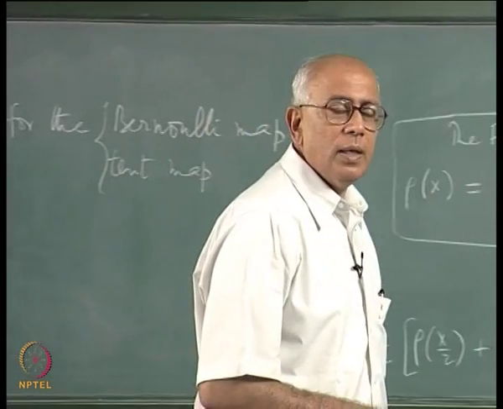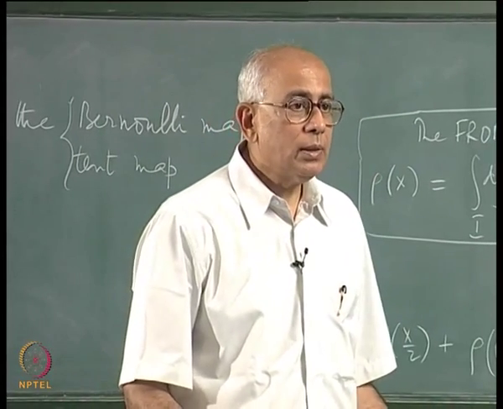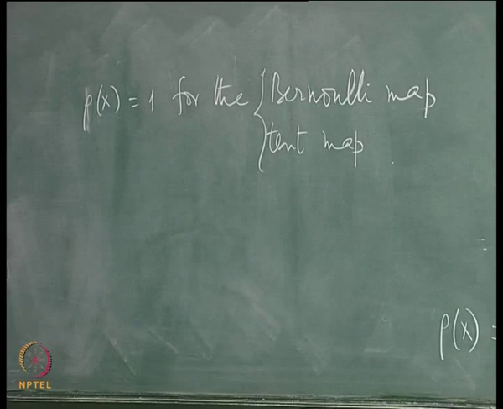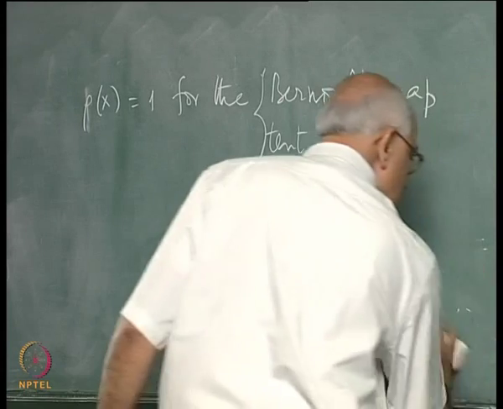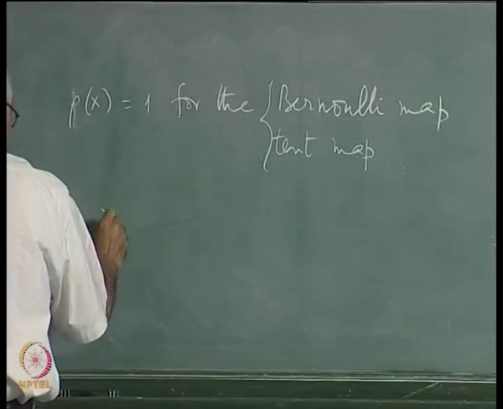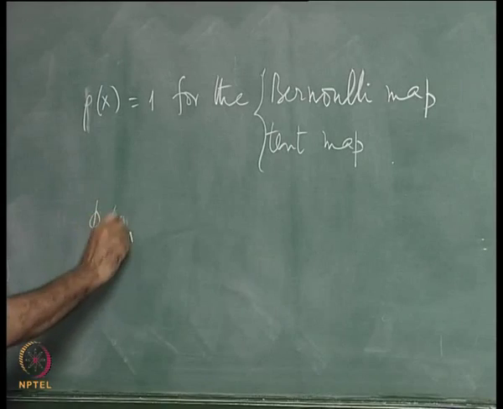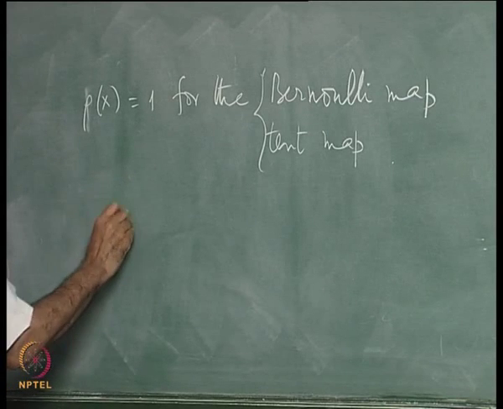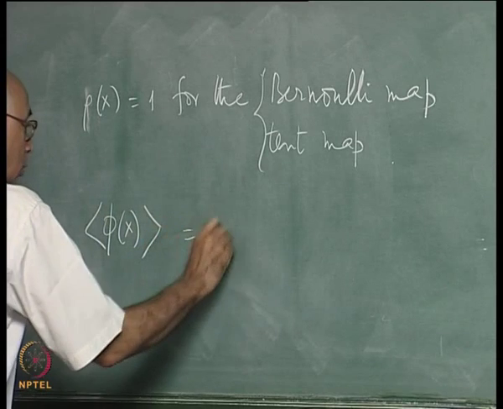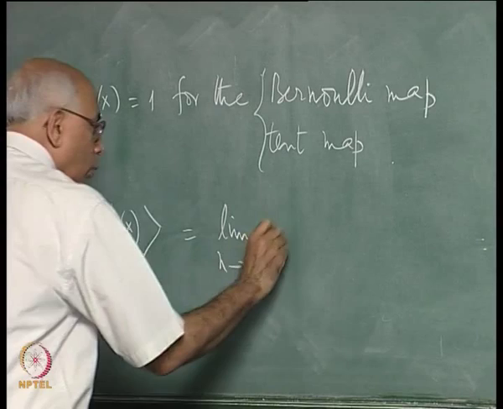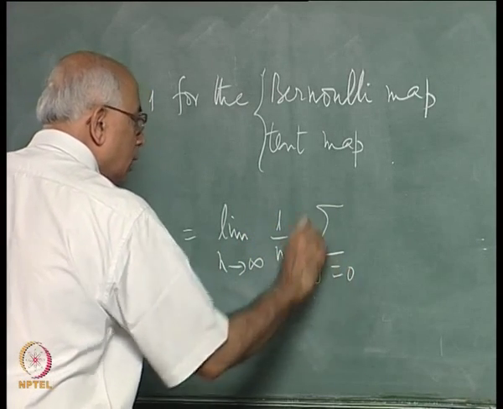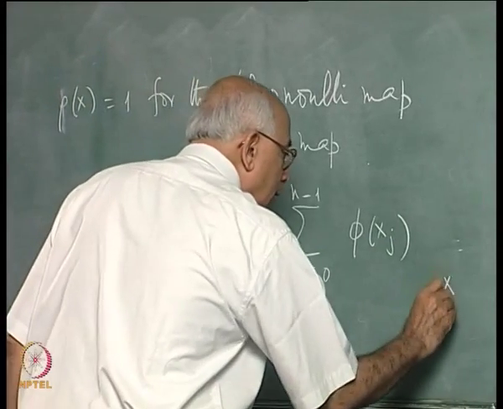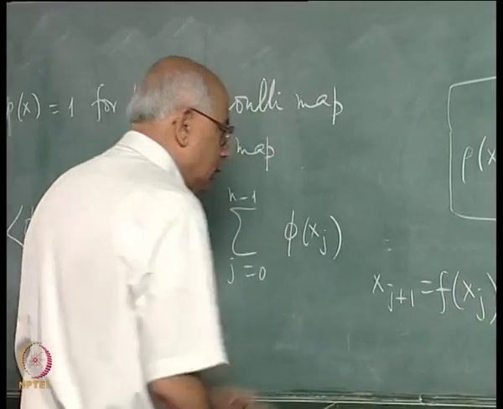Now, what's the great advantage of finding the invariant measure? Well, any physical quantity whose time average you want can now be replaced by an ensemble average. So all we have to do, once you have an invariant measure, is to say that if I have the iterate xn and I take any function of it and I'd like to compute the time average of this quantity, then I would write the following: phi of x, the time average of this observable, is equal to limit n tends to infinity 1 over n, a summation from j equal to 0 to n minus 1, phi of xj, where xj plus 1 equals f of xj. That is the rule for iteration.